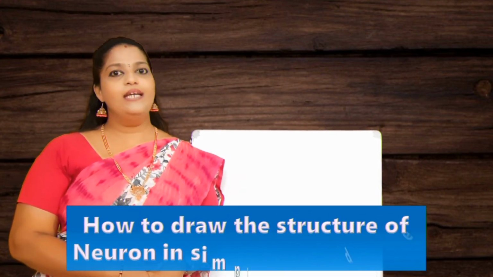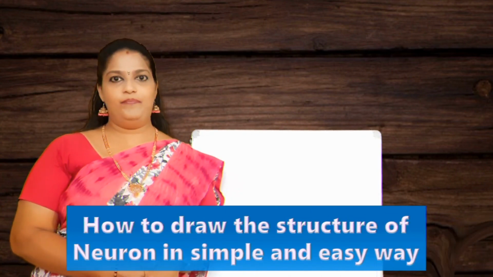In the last class, we discussed the importance of the nervous system and its components. Am I right? Today, we are going to discuss the structure of the basic unit of the nervous system. Who is that? Yes, neuron. So in this class, we are going to discuss the structure of neuron, and I will show you how to draw the structure of neuron in a simple and easy way.